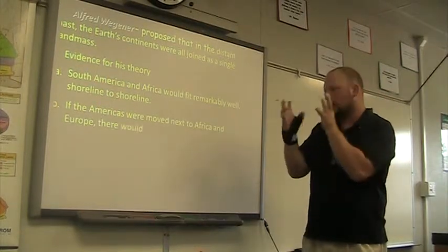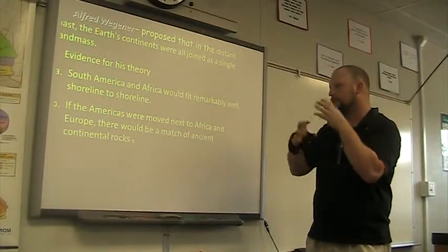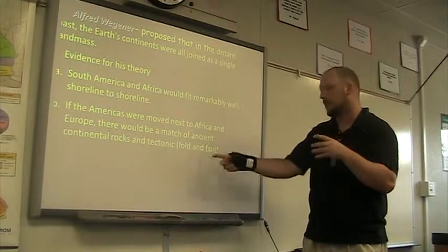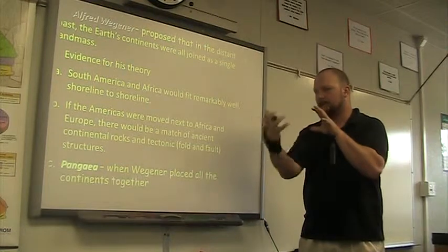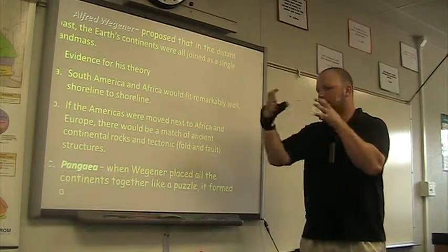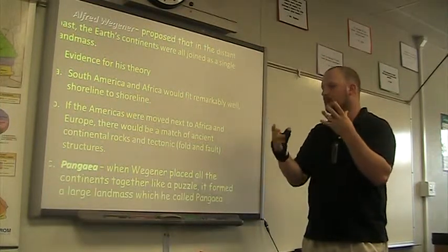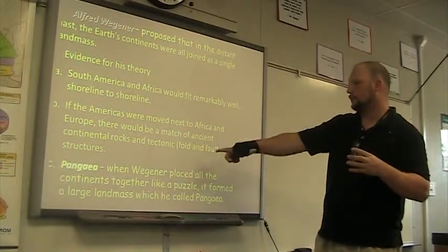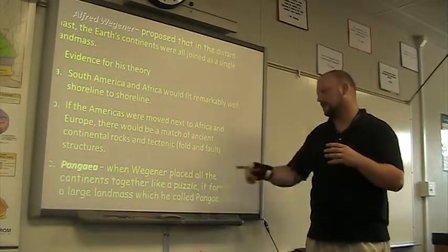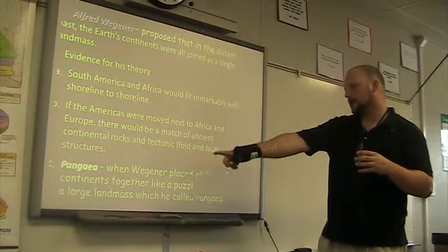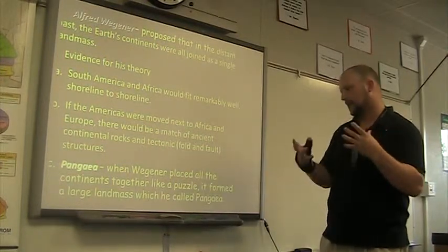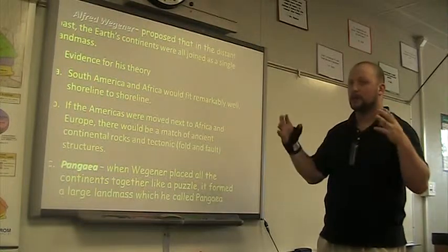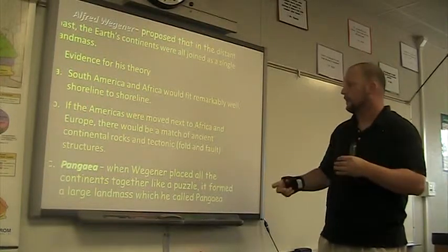If the Americas were moved around next to Africa and Europe, there would be a match of ancient continental rocks and tectonic fold structures. So he saw that, based on how the maps were going, maybe this was here. Then they looked at the rocks and the fossils. With Pangea, he placed all the continents together like a puzzle, and it formed that large landmass called Pangea, and it was accurate. Everything matched up, and it was good.